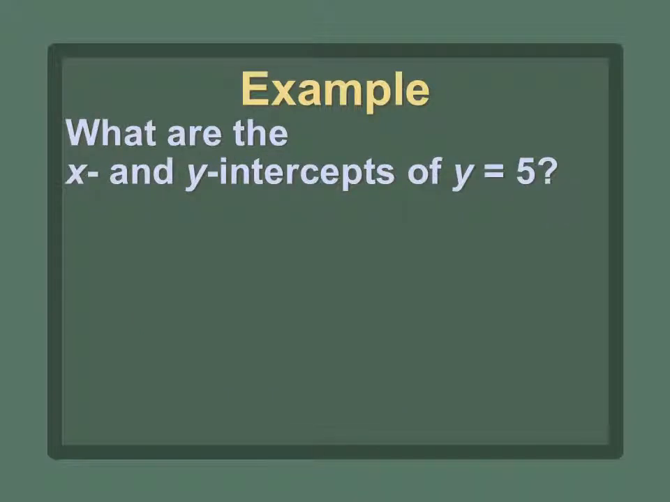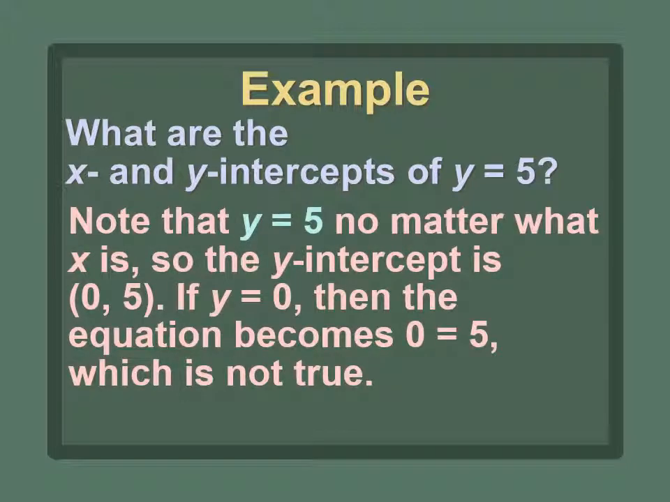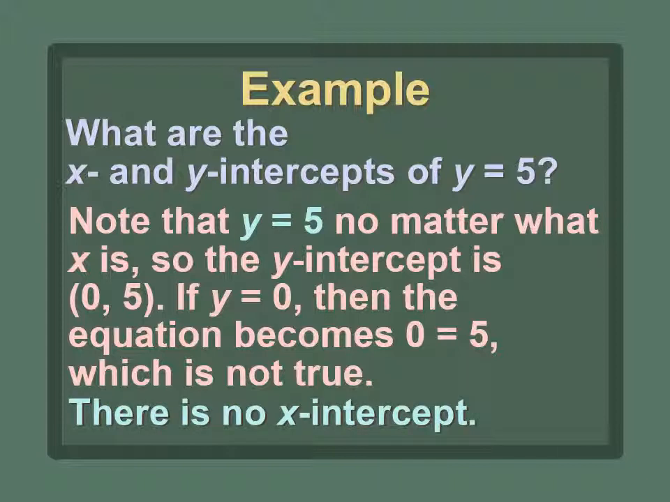So what are the x and y intercepts of y equals 5? This is a little bit harder because we can't let x be 0, since there's not an x in this equation. It doesn't matter what x is, y will always be 5. So no matter what x is, the y-intercept is (0, 5). If we let y equal 0, the equation becomes 0 equals 5, which is not true. So because we cannot let y be 0, there is no x-intercept.